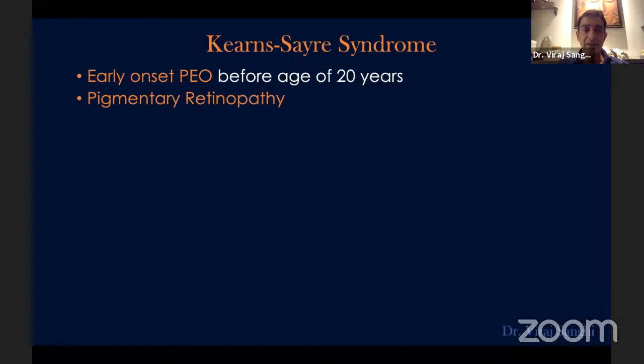Kearns-Sayre syndrome is the next big syndrome that causes a predominant myopathy. So how do we define Kearns-Sayre syndrome clinically? Clinically, it is defined by an early onset of progressive external ophthalmoplegia before the age of 20, associated with a pigmentary retinopathy. So the combination of two is a definite inclusion. You must have both of these features for KSS.